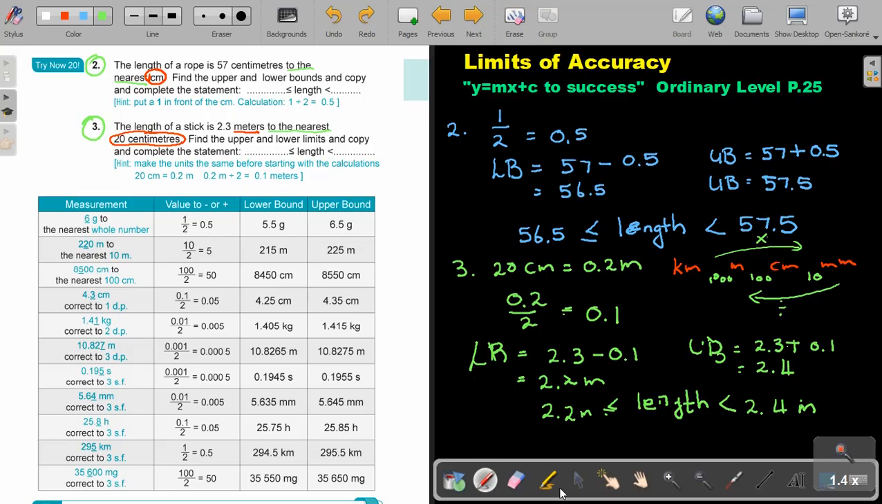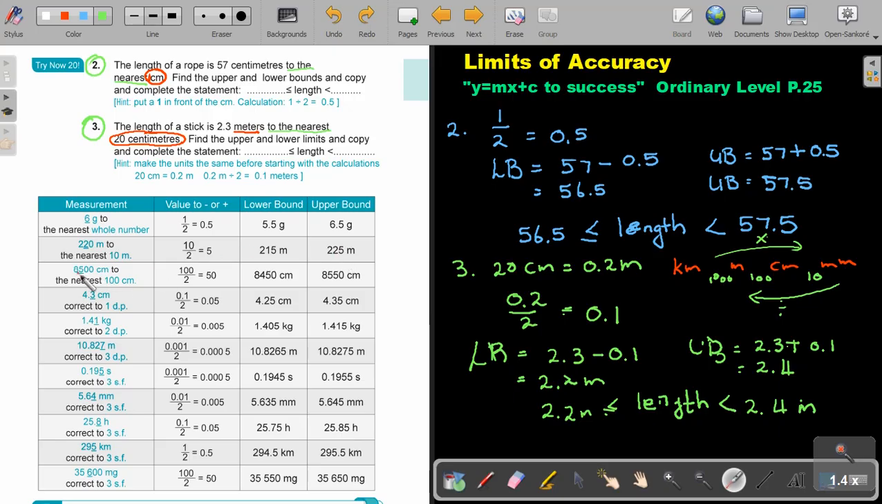I just want to, before I end this video, I just want to go through this table. So if the measure, if it's 6 grams to the nearest whole number, so a whole number means 1. So 1 divided 2, so it's 0.5. So if I want to find the lower, I subtract, and to find the upper, I add. Say it's 220 meters to the nearest 10 meters. So what, 10 divided 2 is 5. So subtract for the lower, add for the upper.